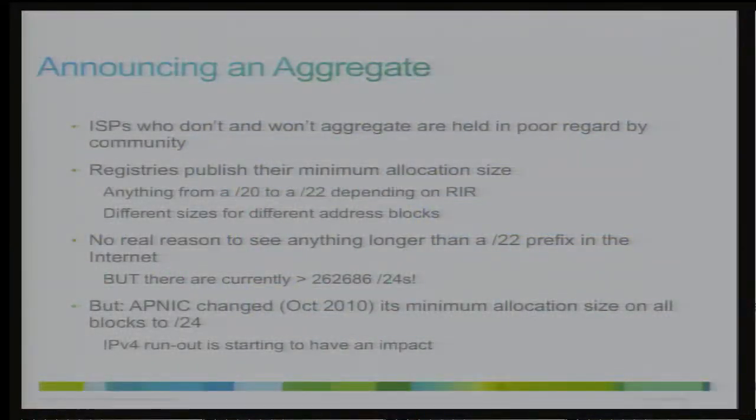Some registries, particularly APNIC, are assigning /24s because of exhaustion, obviously. But in most cases, the chunks are bigger than /24s. But right now, there are about 250,000 /24 prefixes in BGP. And we will see some of those data later on.